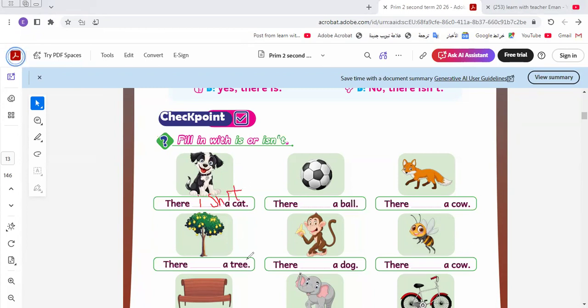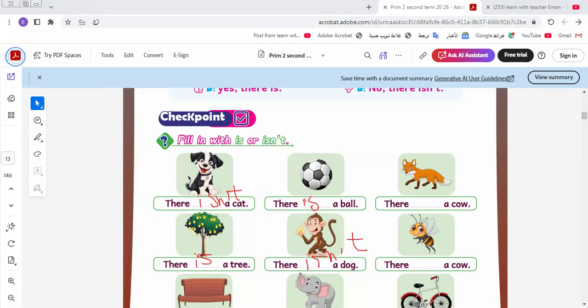Here we say there a tree. So here it would be there is. Why? Because here I see the tree, so I put is. There is a ball. Okay, because it's the affirmative form. Because I see the ball, I say there is. Is it a dog? No, it's not a dog. It's a monkey. So here it will be there isn't a dog.